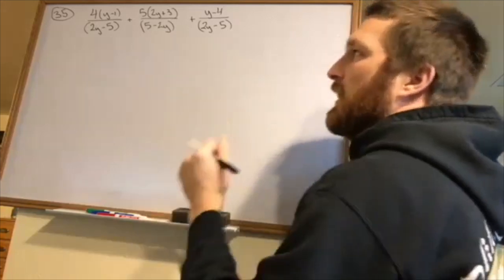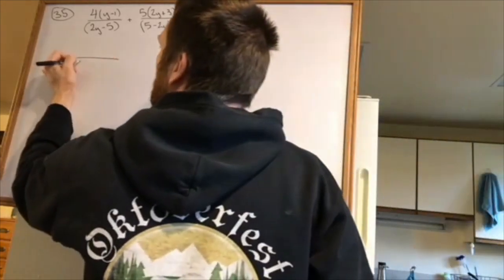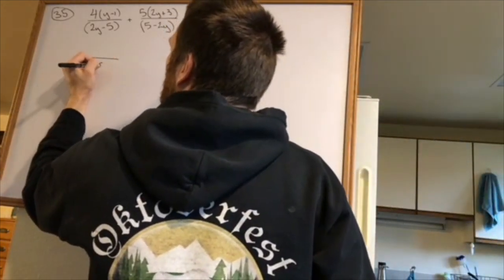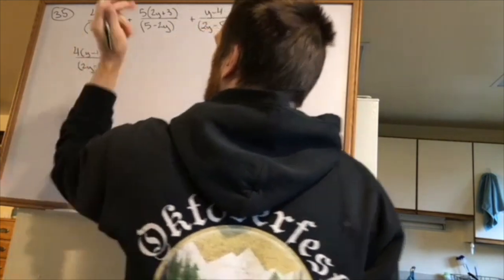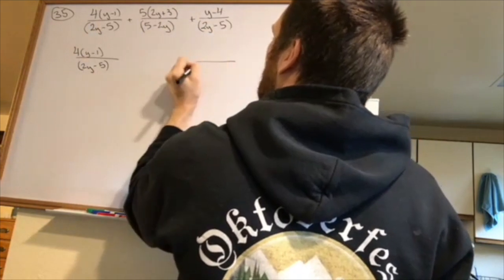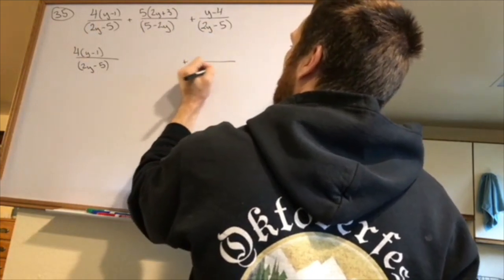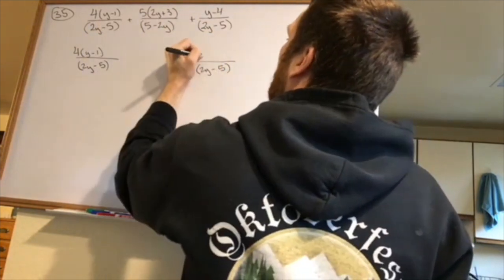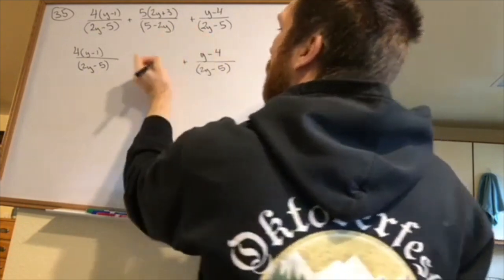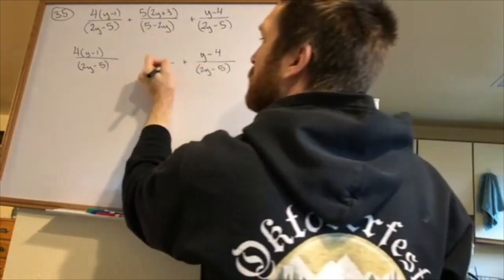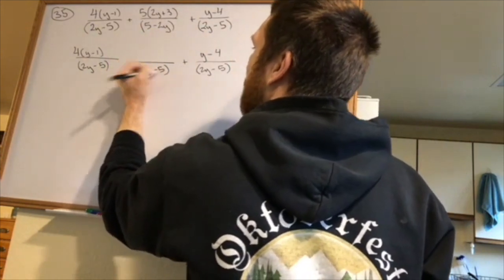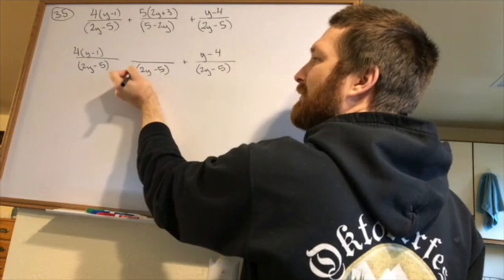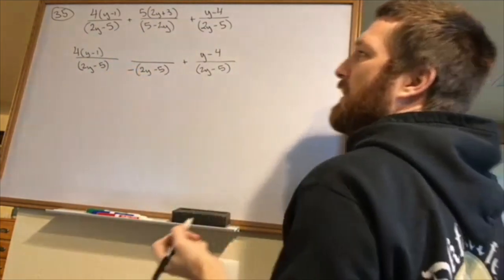And so we talked about this in class. I'm going to copy down the stuff I'm not changing first. So I'm not going to change the first one because it has a denominator that I want. I'm not going to change the last one because it has a denominator that I want. And with this guy, I'm just going to flip him. And then what do I write on the outside of that? Big fat negative. Remember that?